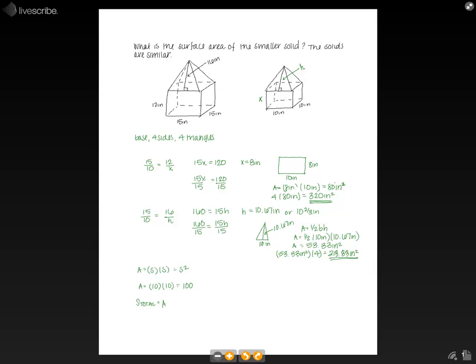Okay, so now for the total surface area, we're going to add all of those up. We're going to add the area of the sides plus the area of the triangles plus the area of the base. Okay, so that's equal to 320 inches squared plus 213.33 inches squared plus 100 inches squared. And if you add all that up, it's 633.33 inches squared. And that is the surface area of the entire shape.